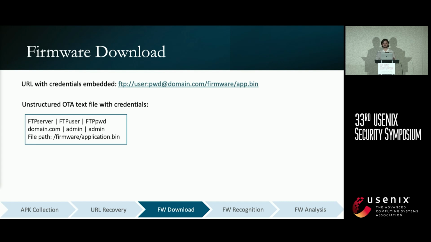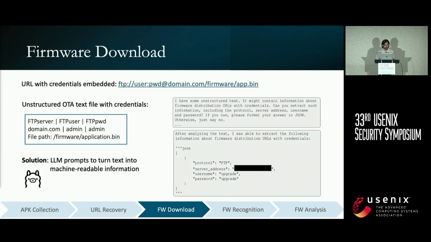Some FTP URLs have credentials embedded directly, while others store credentials in unstructured text files, as shown in the example. Identifying information within such text can be challenging, so we use prompts for Ollama's large language model to convert the text into machine-readable format.